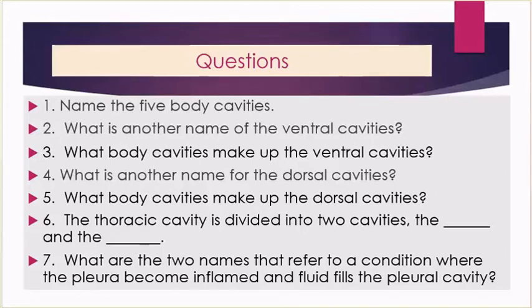Number 6, the thoracic cavity is divided into 2 cavities, the blank and the blank. Number 7, what are the two names that refer to a condition where the pleura becomes inflamed and fluid fills the pleural cavity?